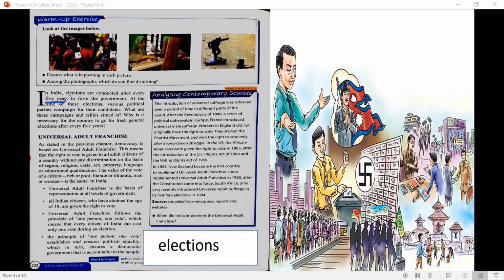And to participate in the elections, only those 18 years and above can vote. Yes, so what's happening in the elections? Elections are conducted after every 5 years to form the government. Why are elections there in our India? They are there to form the government.